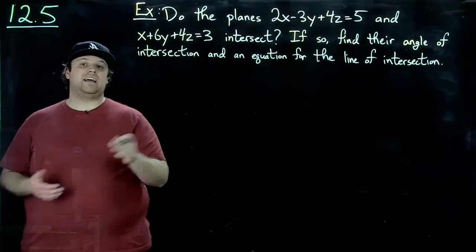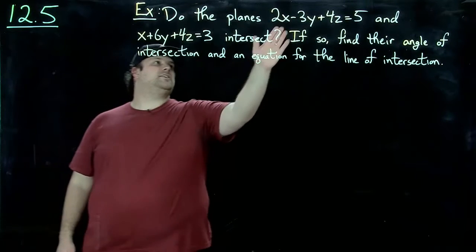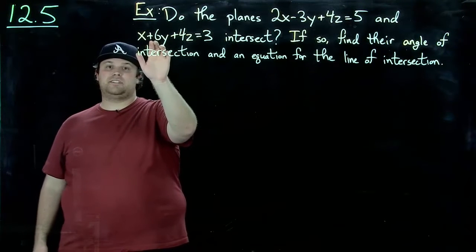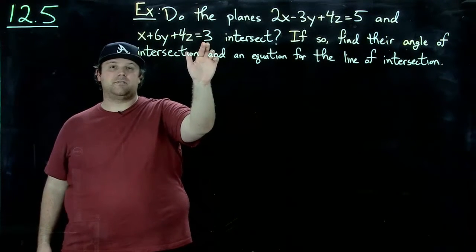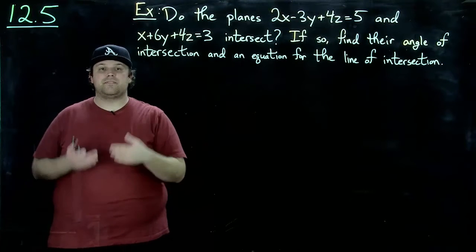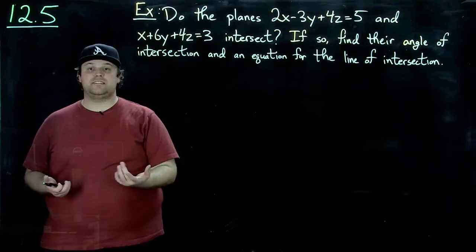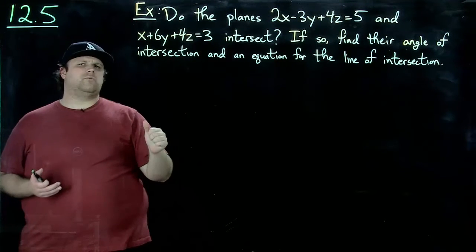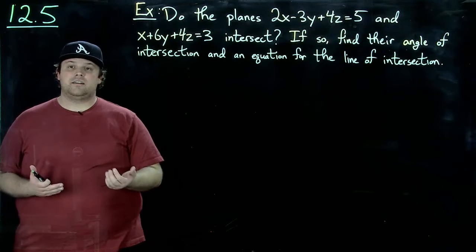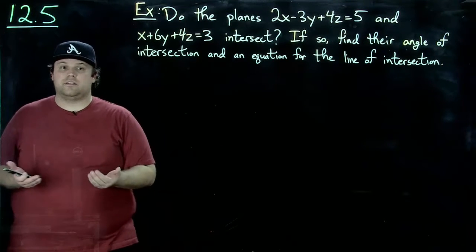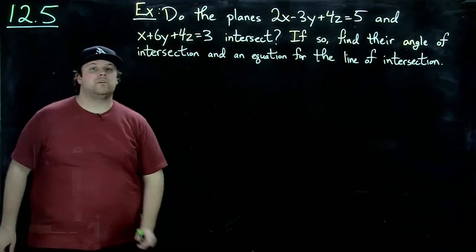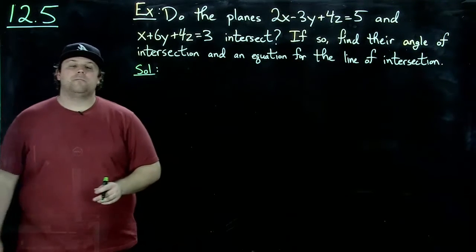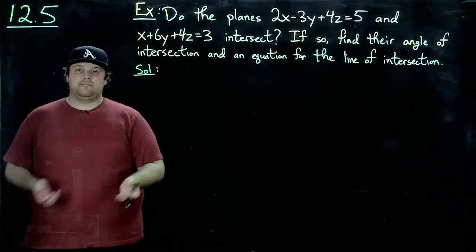Right? So we're going to ask, do the planes given by 2x minus 3y plus 4z equals 5 and x plus 6y plus 4z equals 3 intersect? And if they intersect, we want to find two pieces of information out. What is the angle that they intersect in? And, well, we know how to find an equation of a line, so let's find an equation for the line of intersection. Okay? So let's begin by finding out, are these planes parallel?